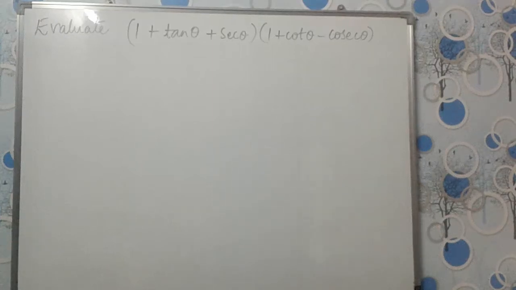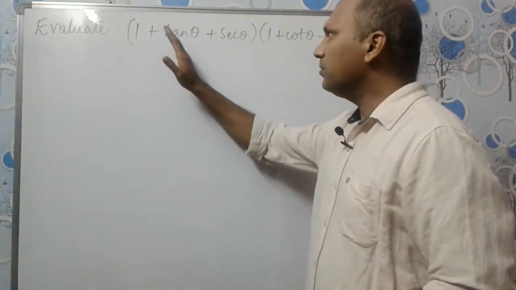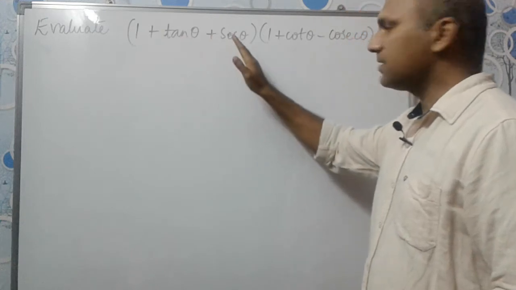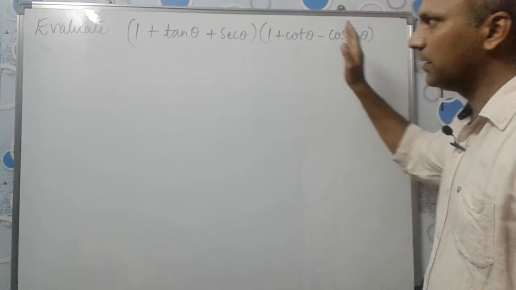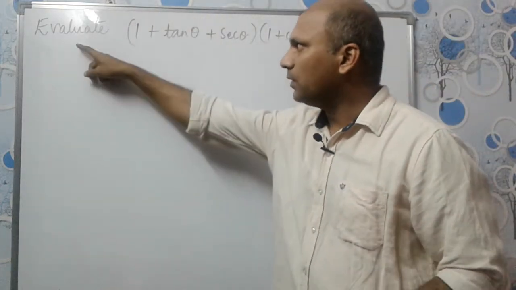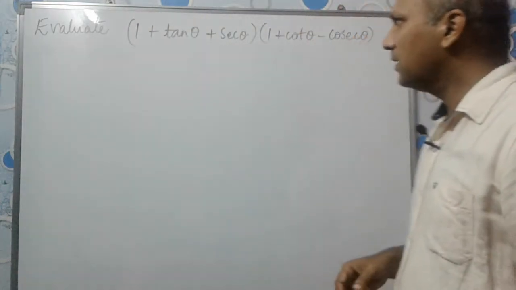Hello students, in this video we will solve this problem: (1 plus tan theta plus secant theta) multiplied by (1 plus cot theta minus cosecant theta). We need to find its value. Evaluate means find the value of this.